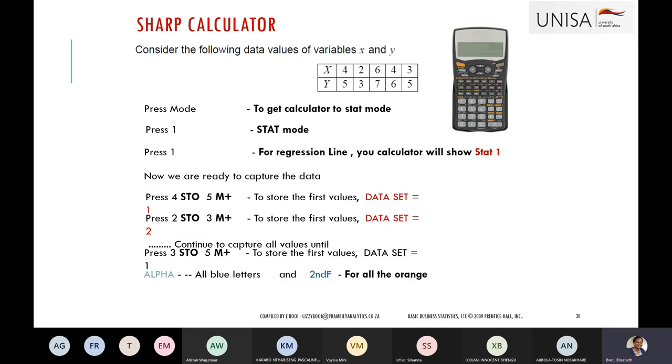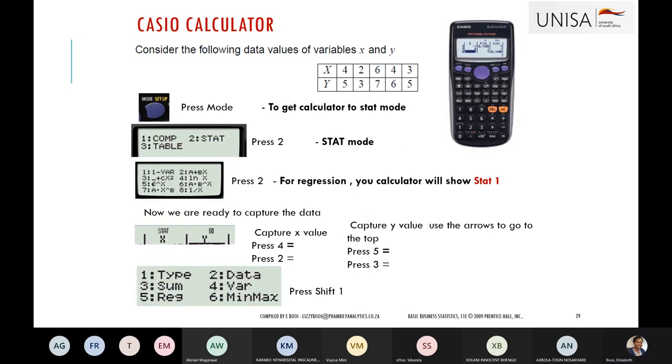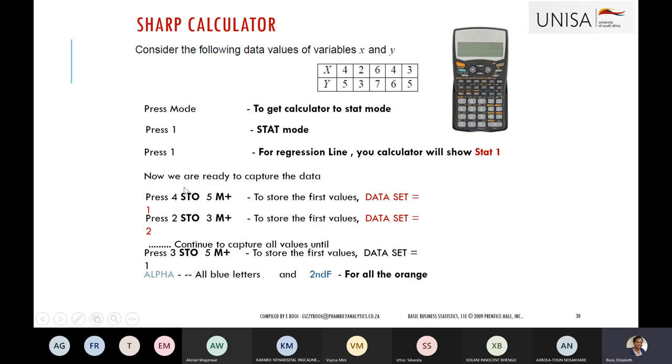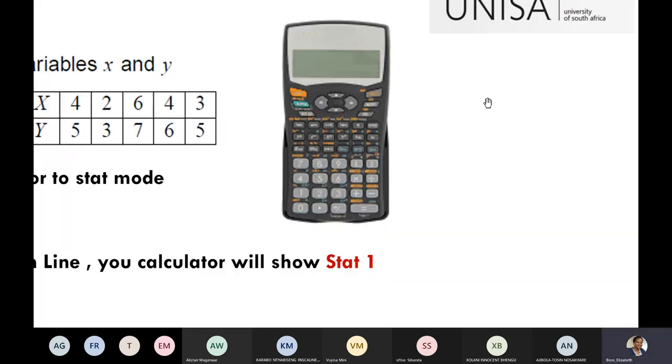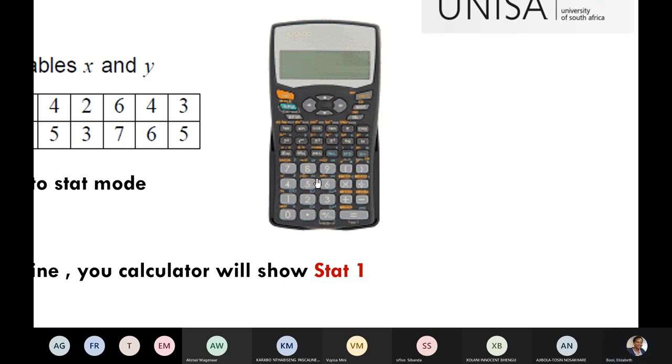We also looked at the Sharp calculator and all the steps. On the Sharp calculator, all the values like your regression lines are on your calculator, and they are written in blue. So your R will be on the division side, your A and your B will be there. If you are using a Casio or Sharp calculator, you just need to press your alpha button, which is the green button. Your mean for X will be on button 4, and your mean for Y will be on button 7.